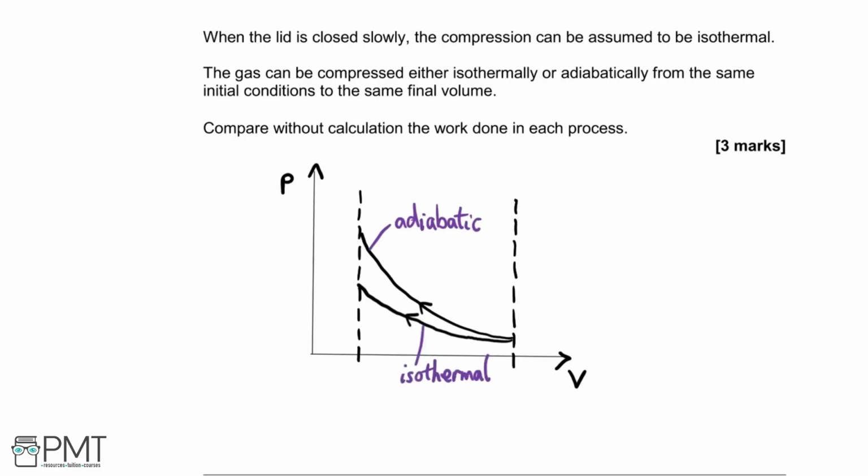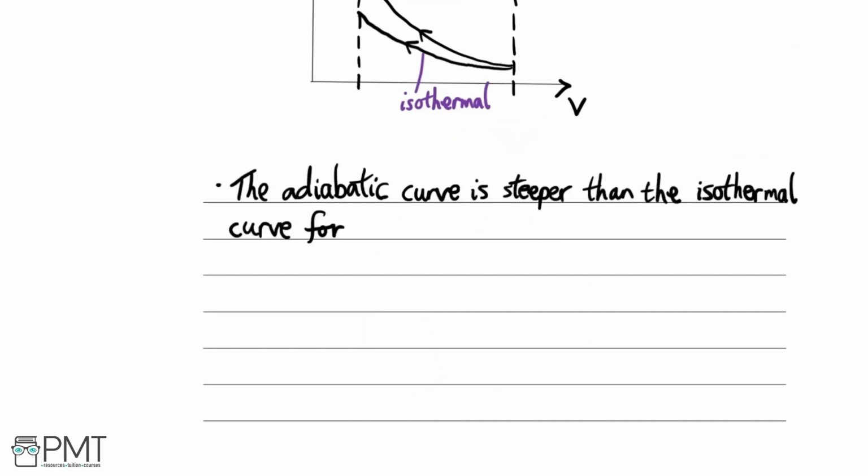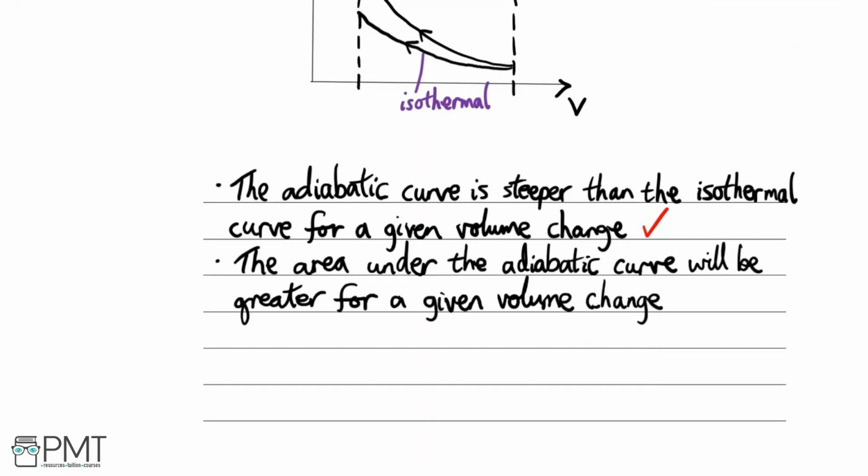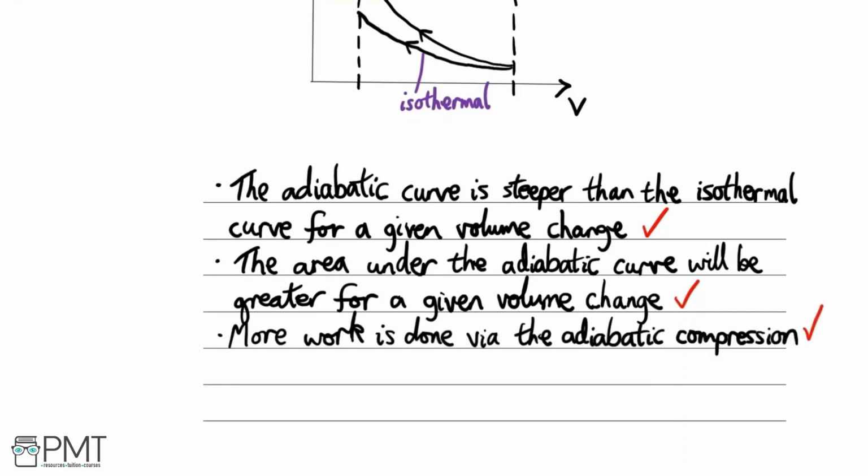You'll notice we're interested in the work done in each process. So that relates to the area under each graph. Just by looking at this, we can see that the adiabatic expansion is going to have a larger area under its curve, so it's going to have a larger work done. To score the marks for this question, we need to describe what's happening in words. So the first point to make is about the steepness of the curves. And that's going to be your first mark. The next mark will be gained by talking about the area under the graph. So that's your second mark. Your third mark will be for coming to a decision about the work done and which has the higher work done, which in this case is going to be the adiabatic change. And that's your third mark. So 3 marks there.